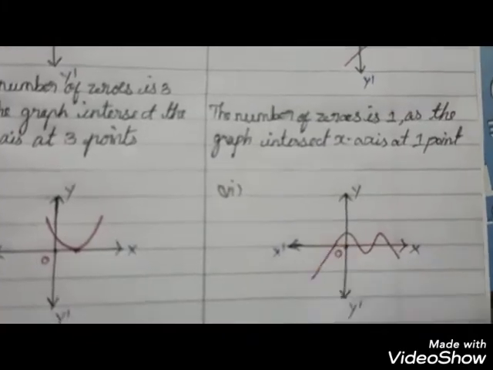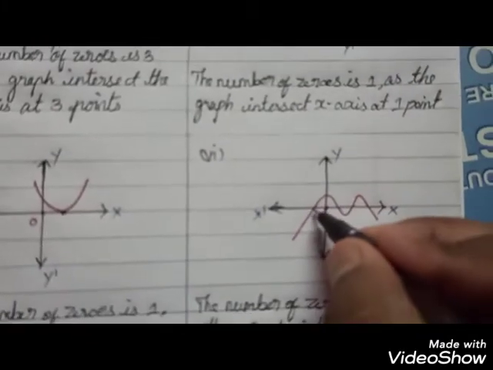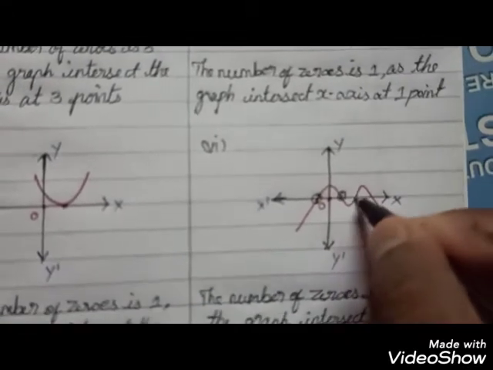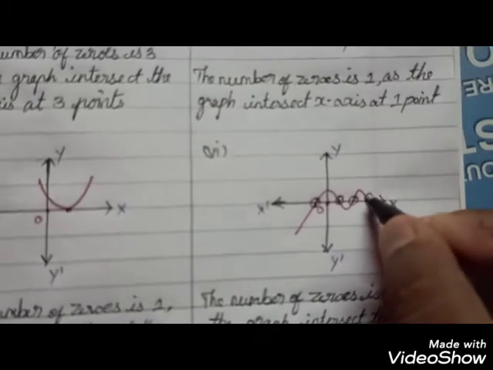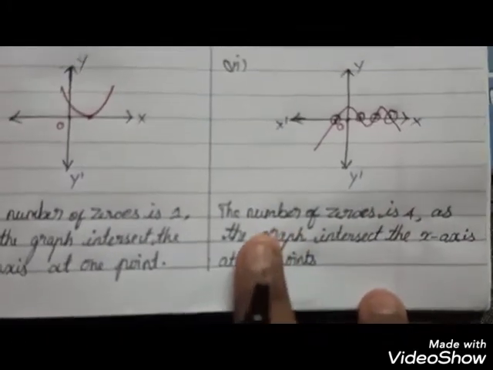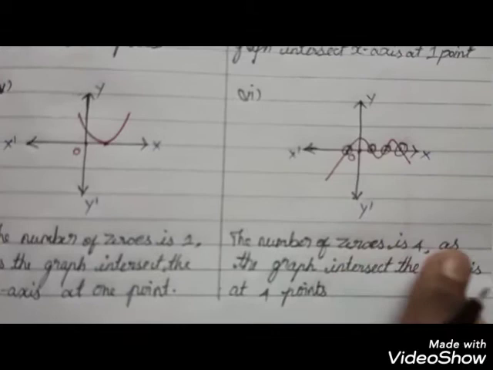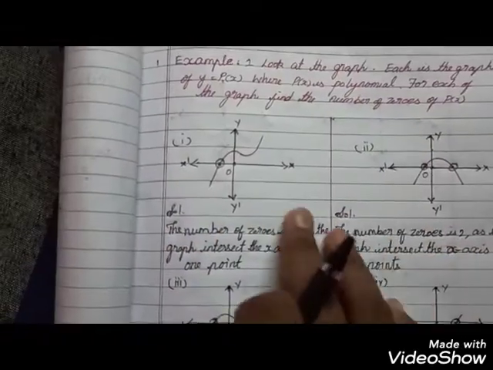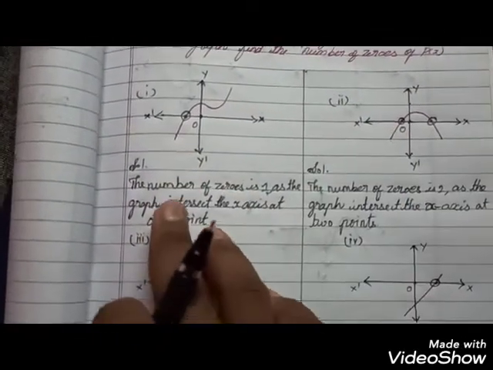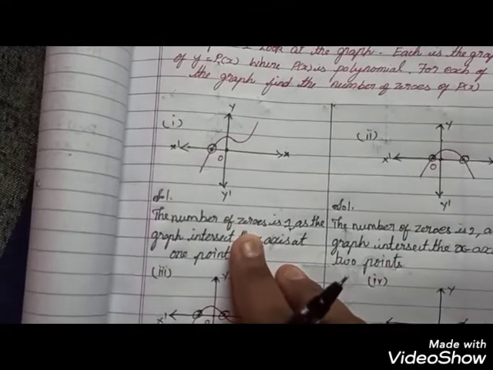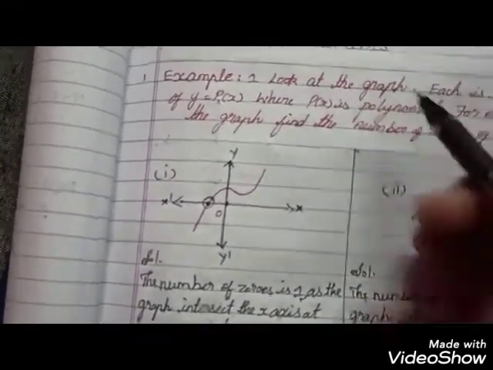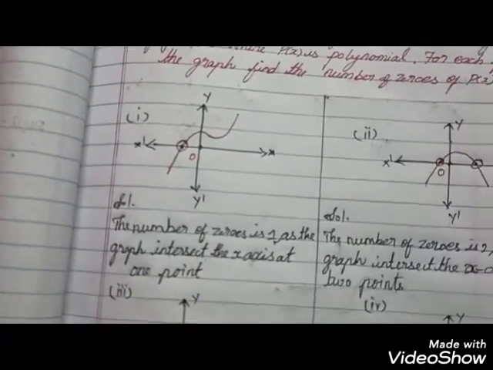Now observe this graph. It intersects at 1, 2, 3, 4. So directly we write the number of zeros is 4 as the graph intersects the x-axis at 4 points. So you see, in these example sums, the graph is used to find the zeros of the polynomial using graphical representation. Now we move on to the first exercise of the chapter, polynomials.